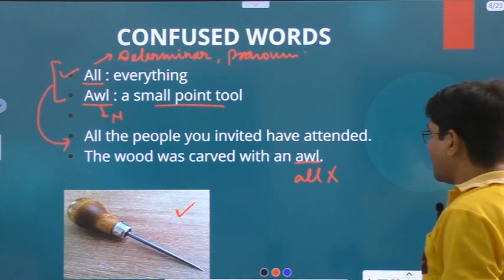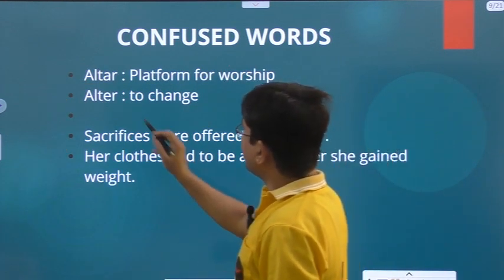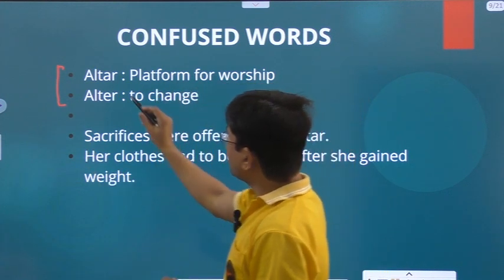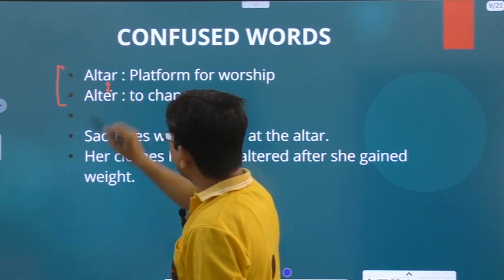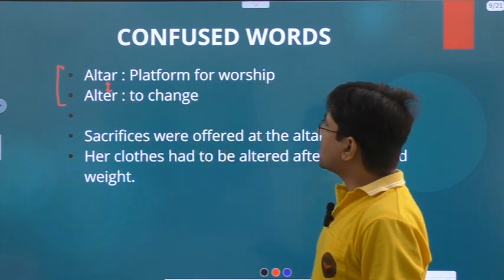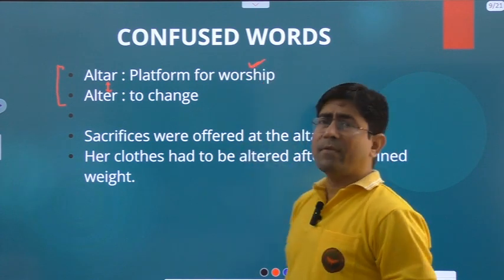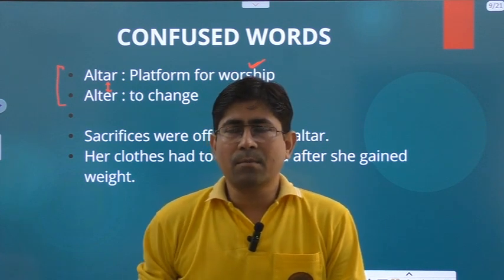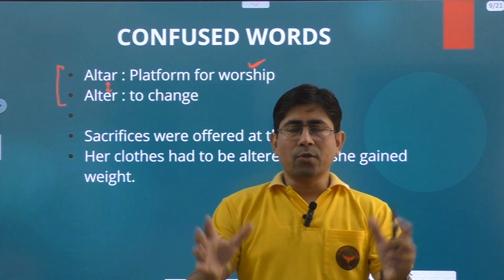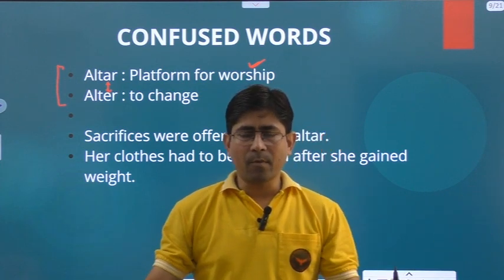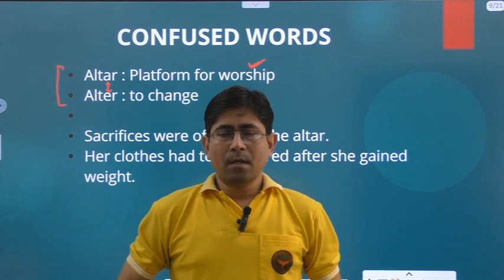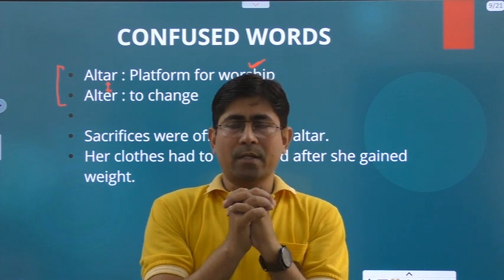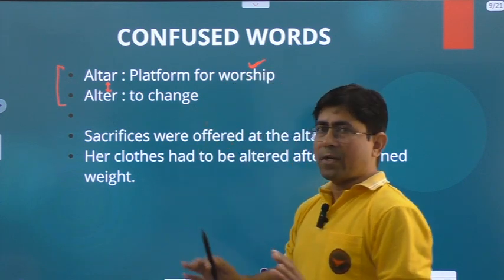My next pair of words is altar and alter. A-L-T-A-R, altar, and A-L-T-E-R, alter. The only difference is A and E, but it changes the meaning. Altar means a platform for worship. If you have ever visited a church, you have seen a platform before the statue of Jesus Christ. People go there, put their hands on the altar and start worshiping. So altar is a platform for worship.